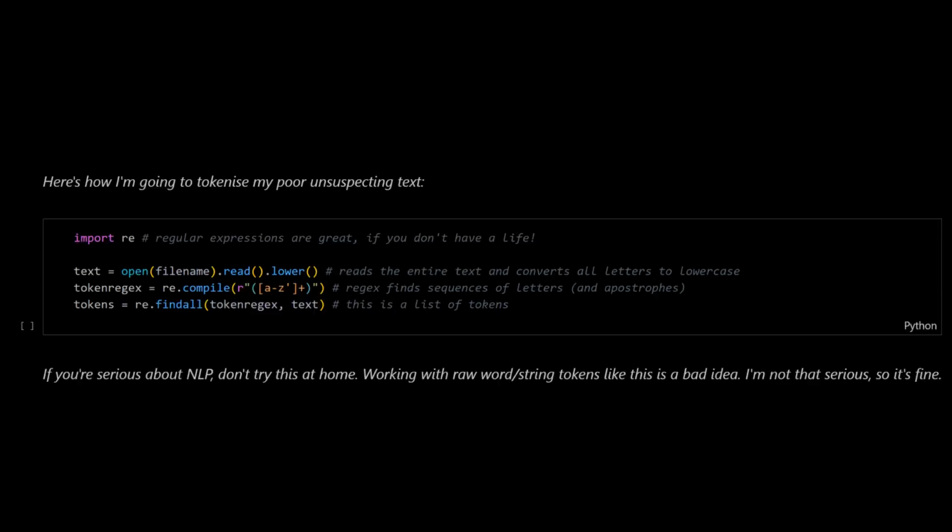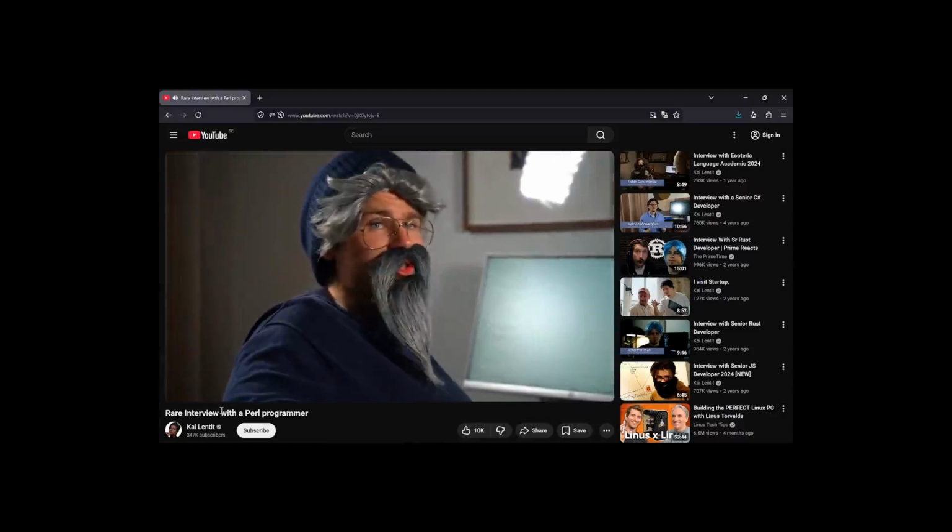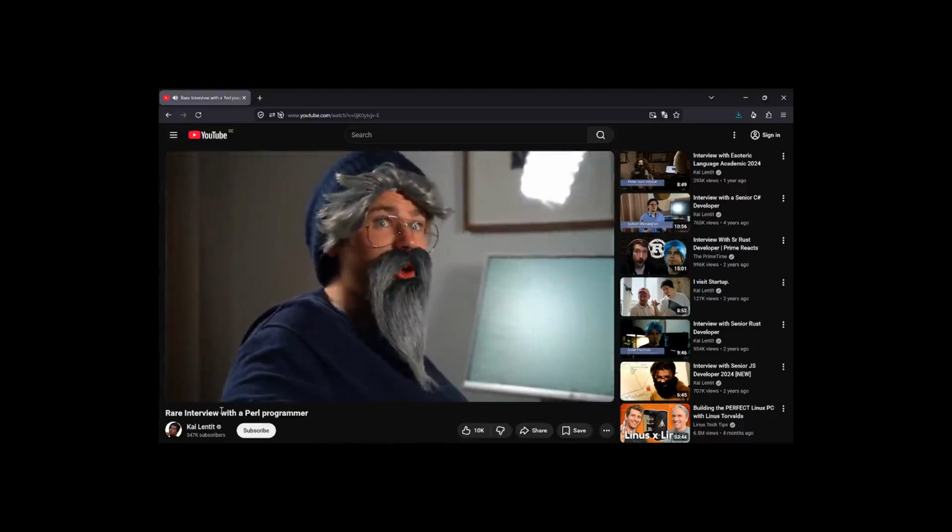I'm using regular expressions to strip whitespace and punctuation out of the text. If you are being paid money to do language modeling, never do it like this. Ideally, convert your tokens into numbers, because they're much nicer to work with than strings. Regular expressions are great, if you don't have a lot. Now we can start counting words, or more precisely, tokens.